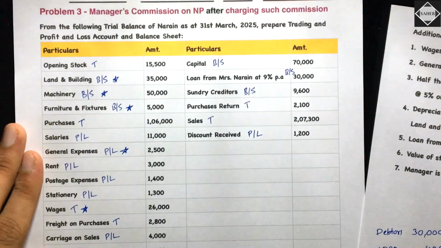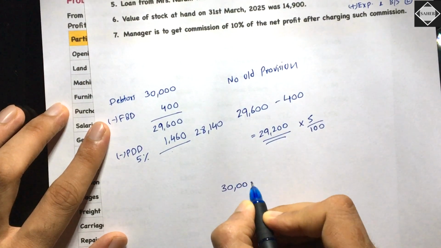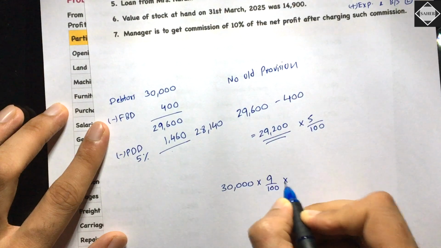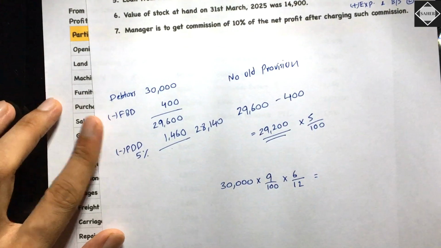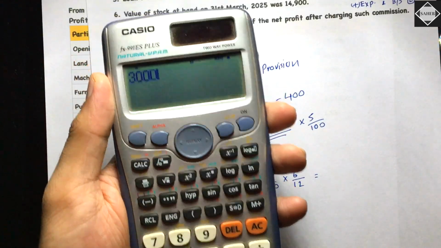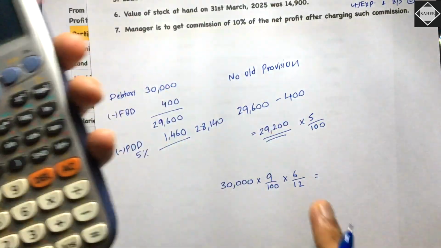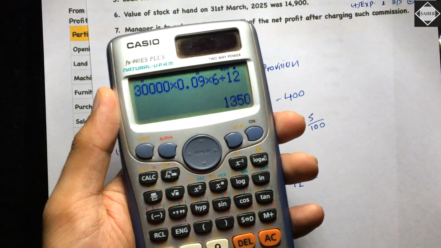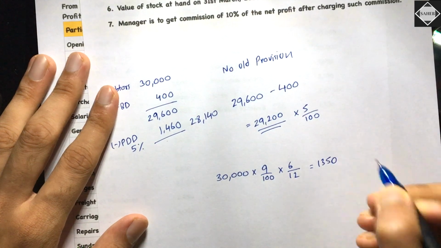How much loan did we take from Mrs. Narain? 30,000. Mrs. Narain is the wife, right? He has taken a loan from his wife. So 30,000 into 9% into 6 by 12. This calculation you have to do. Is that clear? Let's do that. 30,000 into 0.09 into 6 by 12, that is equal to 1,350. So 1,350 is the outstanding interest.